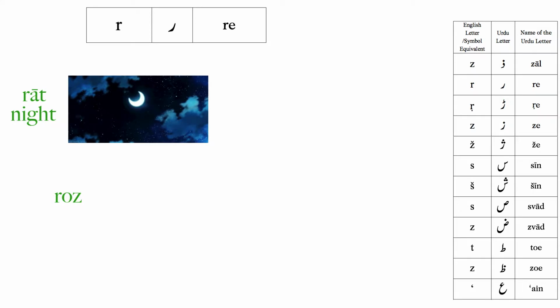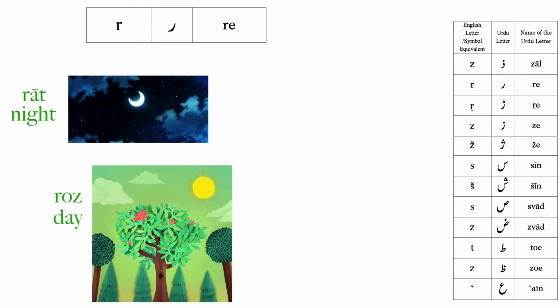Our second word is roz. Roz means day. And if you add the word har in front of roz, it becomes harroz. And harroz means every day. And my absolute favorite to eat, roti. Roti means bread.